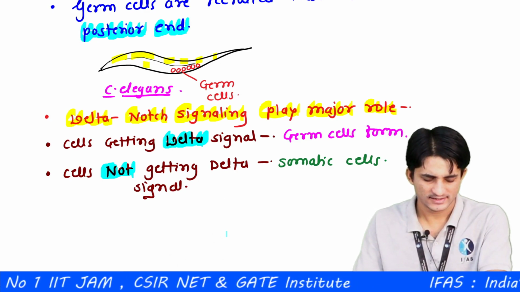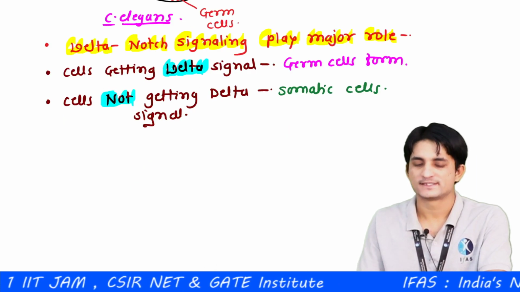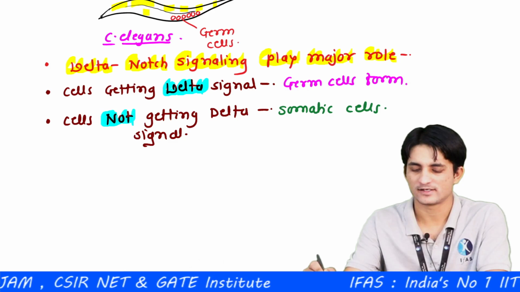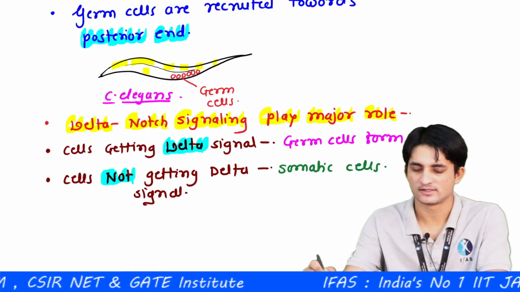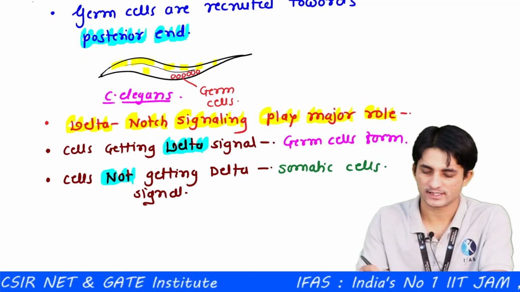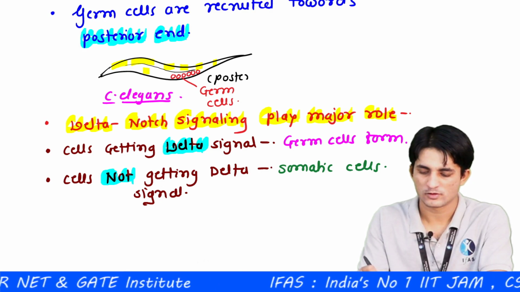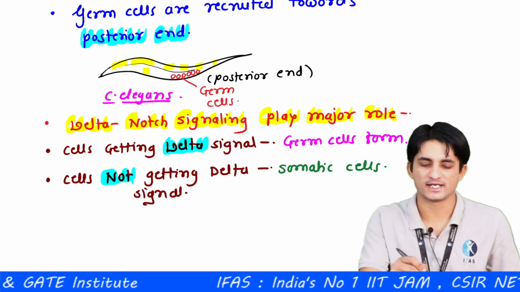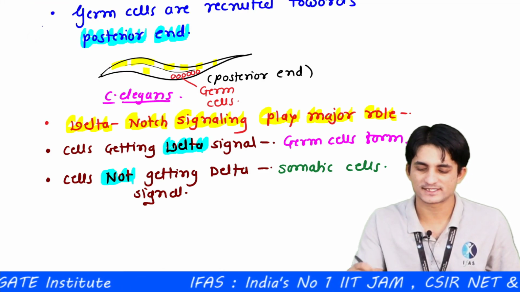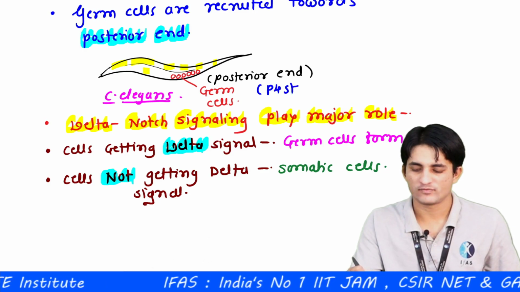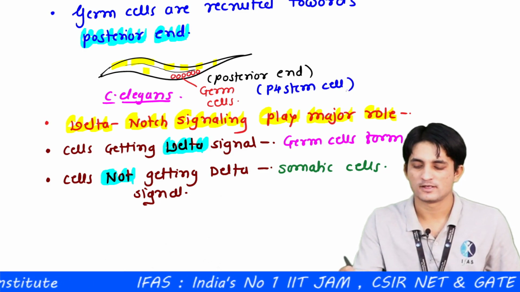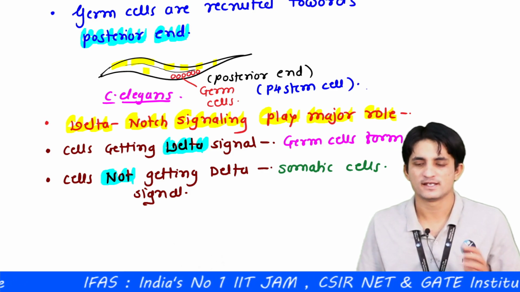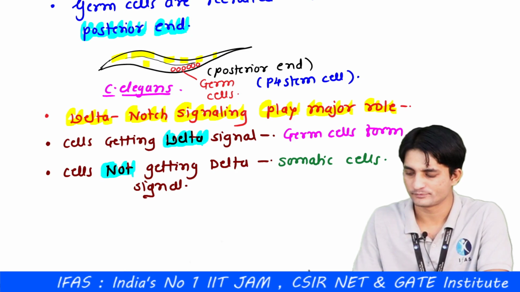Then in C. elegans, here also on the posterior side the germ cells are recruited. So this is the posterior end. The germ cells are recruited, and in germ cell specification we will discuss in further lectures the P4 stem cell that plays a major role. So P4 stem cell gives Z2 and Z3 lineage that produces the germ cells.